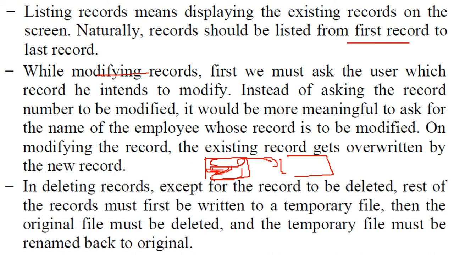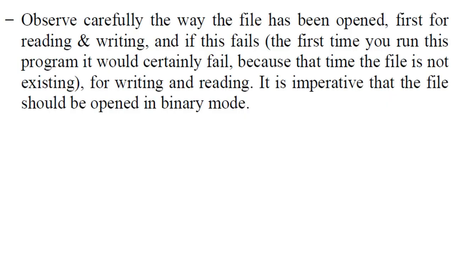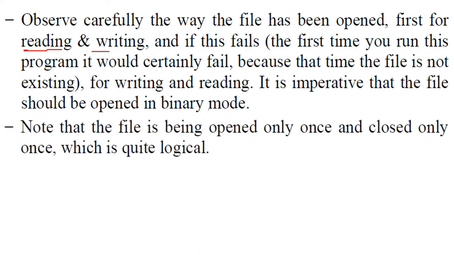When we want to delete, again a temporary file is created. You can create a temporary file, delete that part and copy all the other content to the new file. And just see the way we have opened the file for reading and writing; if it fails, we have to say that it has failed. The file should be opened in binary mode here. And since the file is being opened only once, we have to close it only once, which is quite logical.